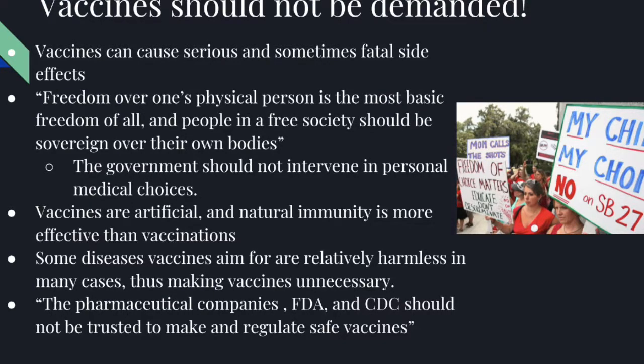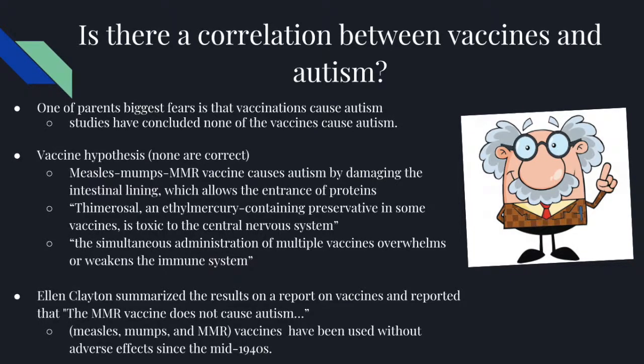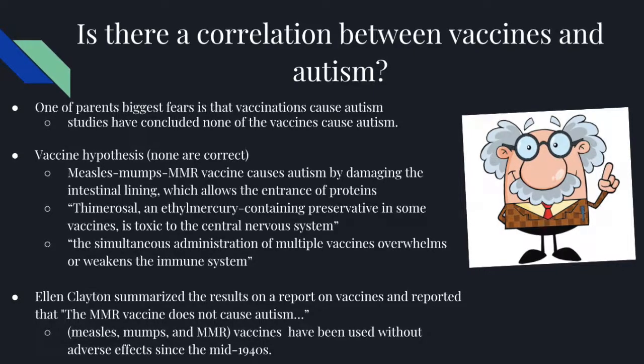Most diseases that vaccines target are relatively harmless in many cases, thus making vaccines unnecessary. Diseases like chickenpox, measles, and rubella are often treatable and don't need vaccinations in order to be healthy. One of the biggest fears of most parents is that vaccinations cause autism. In most cases, parents choose to not vaccinate their children because of this.